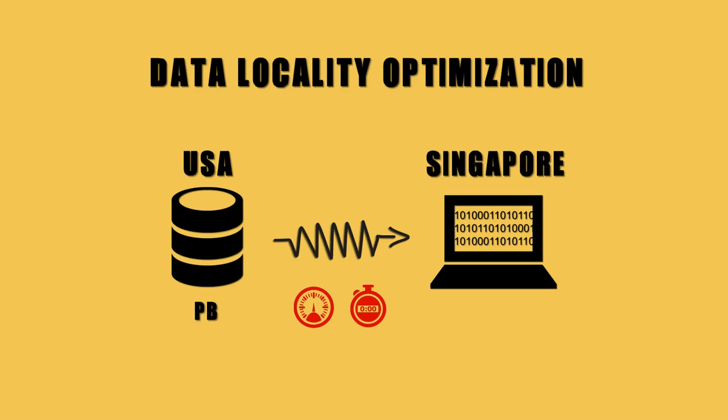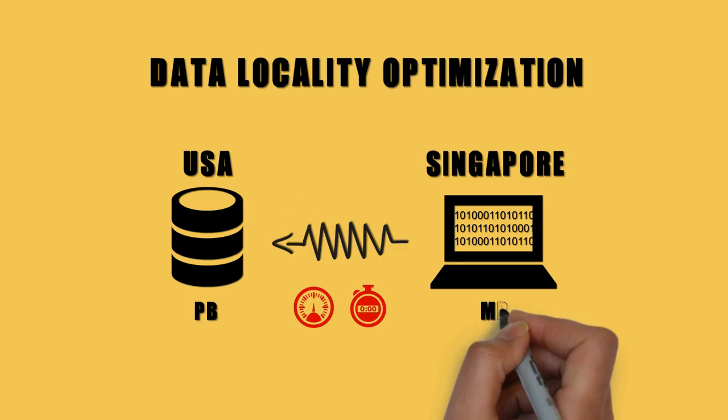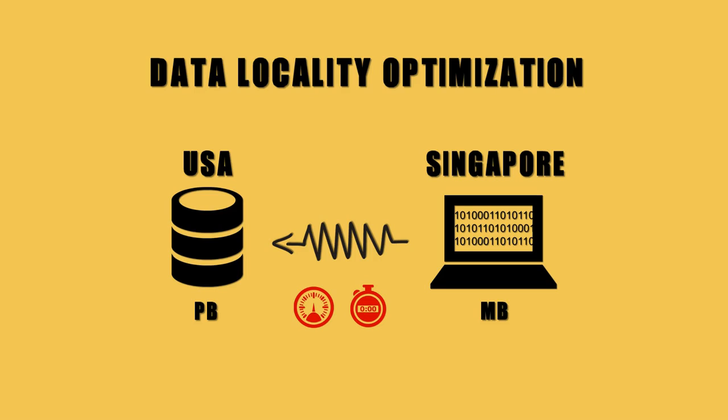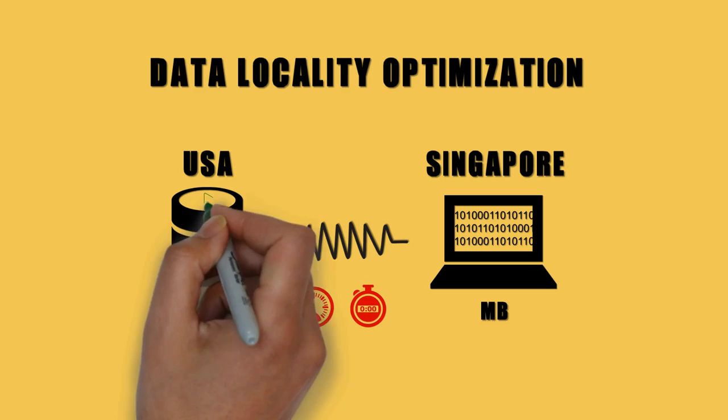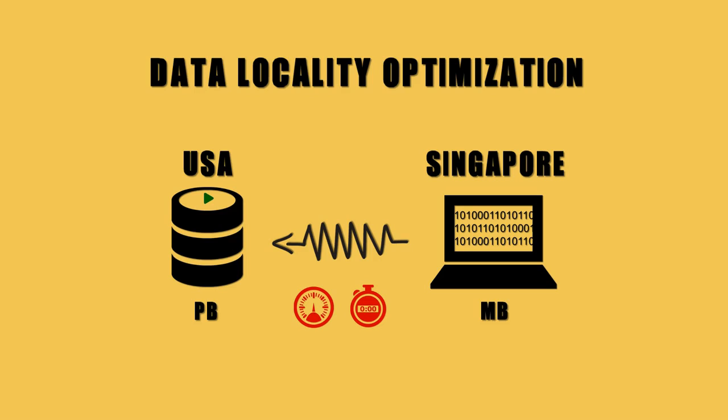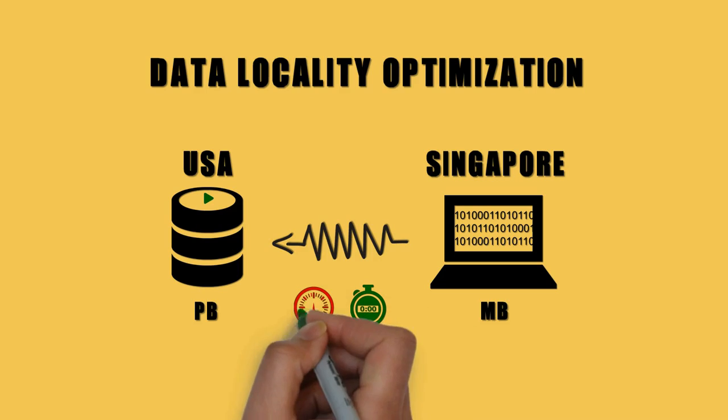Hadoop eliminates this problem by transferring the code, which is a few megabytes in size, located in Singapore to the data center located in the USA, and then it compiles and executes the code locally on that data. Since this code is a few megabytes in size as compared to the input data, which is 1 petabyte in size, this saves a lot of time and bandwidth.